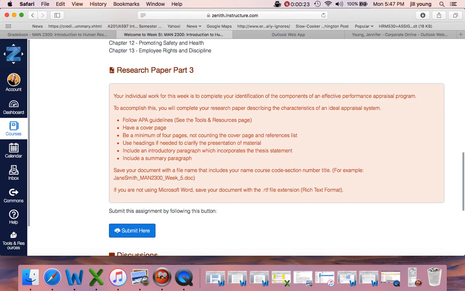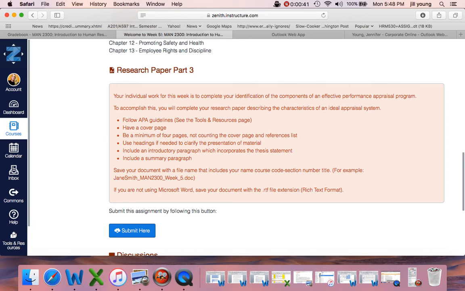Okay, you're doing the paper this week. So you've done the research and you've created a list of references and an outline. So now you're going to follow your outline, use your references, and actually develop the paper. The paper should describe the characteristics of an ideal appraisal system.